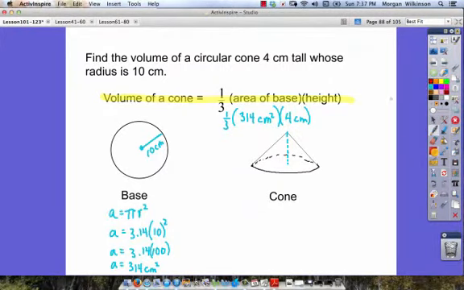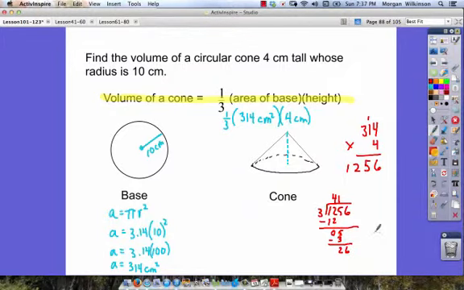So let's do 314 times 4. 4 times 4, that's 16, and we'll carry our 1. 4 times 1 is 4, plus 1 more is 5, and 4 times 3 is 12. So we get 1256. But we've got to divide that by 3, or multiply it by 1/3. So 1256 divided by 3. 3 goes into 12 4 times, that's 12. Got 0 left over, we bring down our 5. 3 goes into 5 1 time, that's 3. With 2 left over, we bring down our 6.